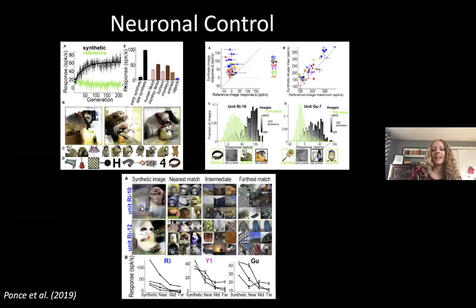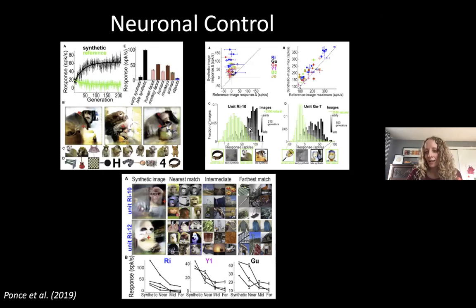And so some data from that. The generation on the x-axis is the iteration in this optimization procedure, and the response is the spike rate per second. You can see that the reference is in green, and then the synthetic starts out near the reference, and then it starts to increase, up to like 60 spikes per second, which is quite an increase from about 10 spikes per second. They were able to show that the early synthetic images didn't do as well as the late synthetic images. And they also had some natural images of human faces and monkey faces, but nothing ever got close to this response rate that they were able to elicit with the synthetic image.